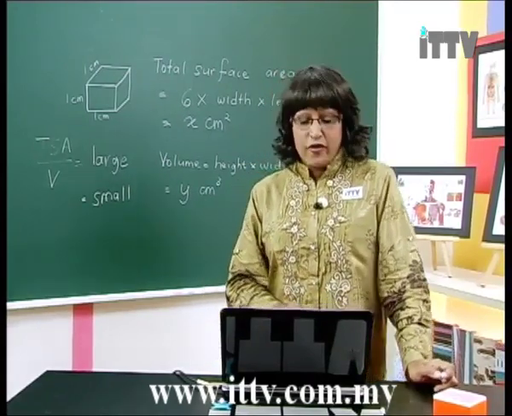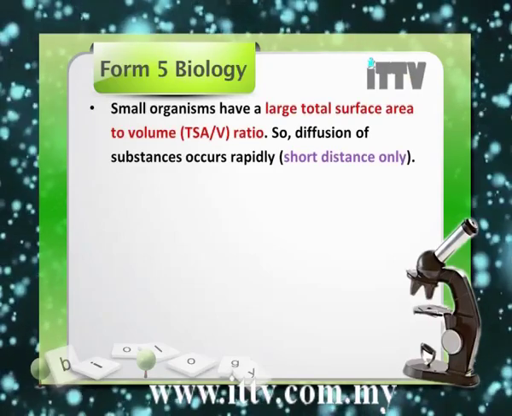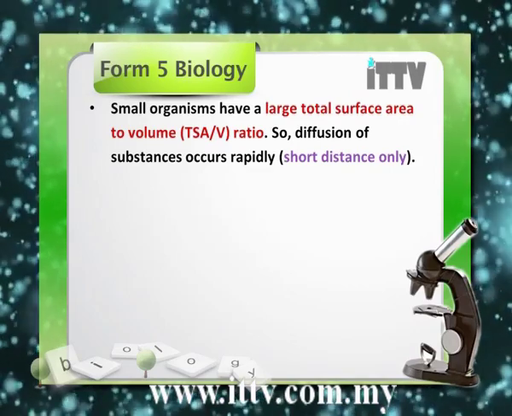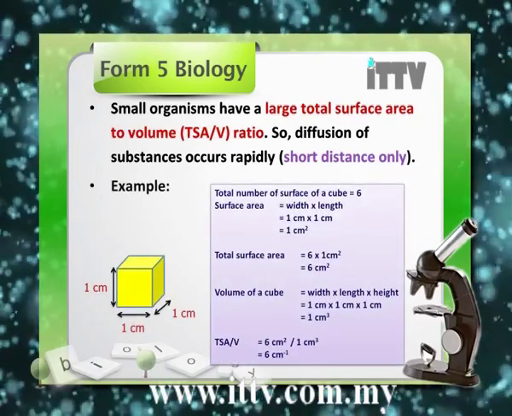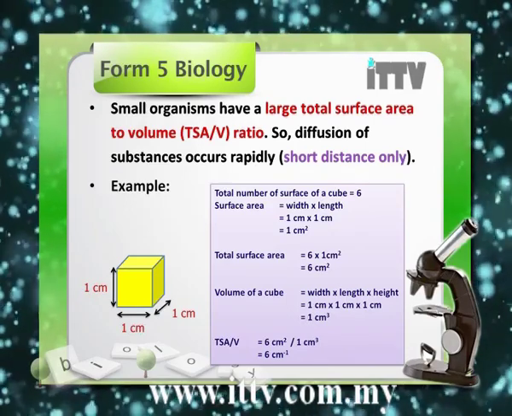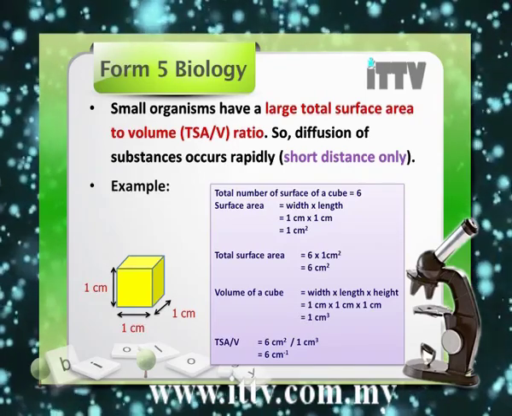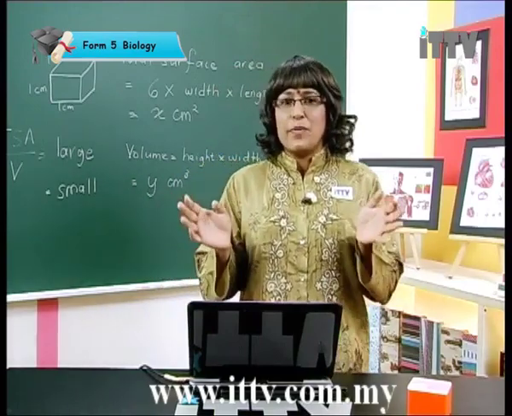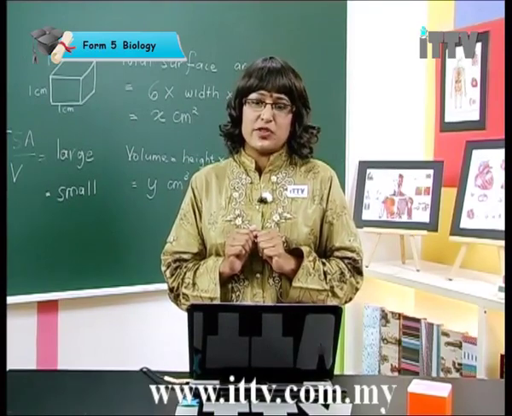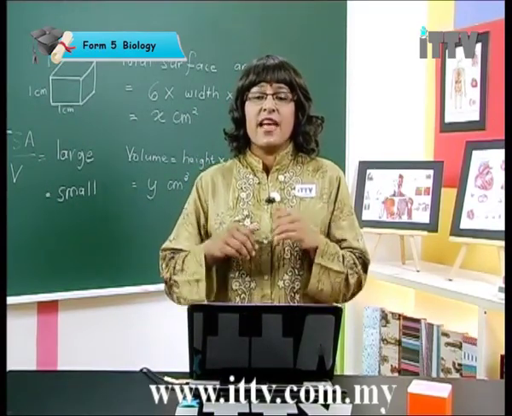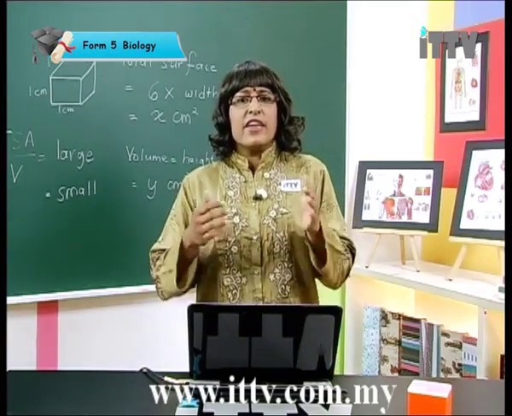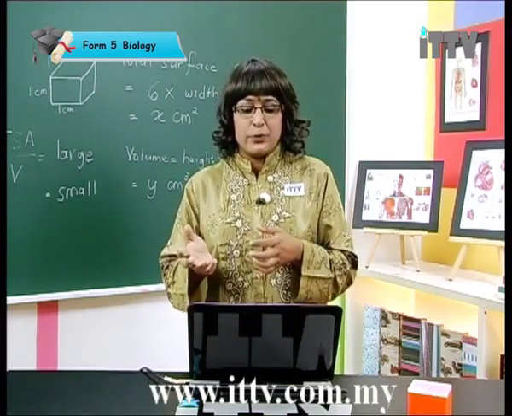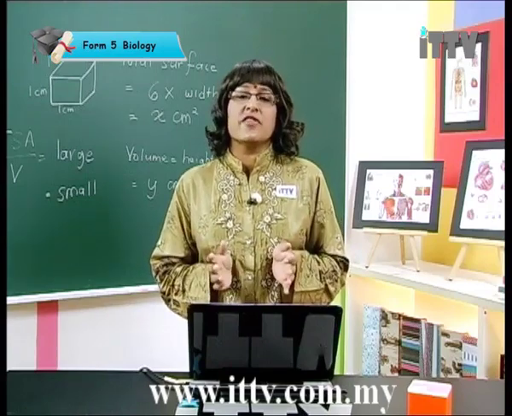Now let us take a look at the slide for further explanation. Now look at this example. Small organisms have a large total surface area to volume ratio, so diffusion of substances occurs rapidly. It is very clearly shown in this example, the calculation of total surface area and the volume of a cube, and how we can go about calculating the total surface area to volume ratio. Unicellular and simple multicellular organisms do not require as much nutrients or oxygen as large multicellular organisms. They require much less oxygen and nutrients, and they produce much less waste products. They also have a much shorter distance from the external environment to the cells where the nutrients have to be delivered. And overall, they have a large total surface area to volume ratio.